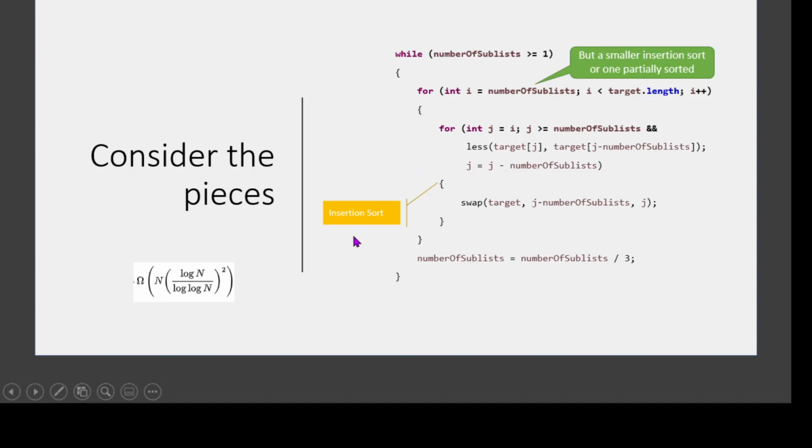And the reason why I'm showing you the shell sort here is that it's taking advantage of the best case scenario of the insertion sort, and it's tweaking the probability of reaching that best case scenario by creating these sublists and sorting the data.